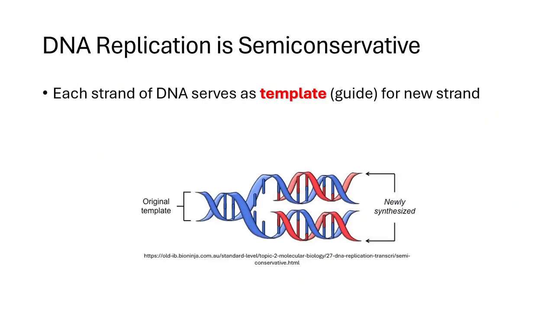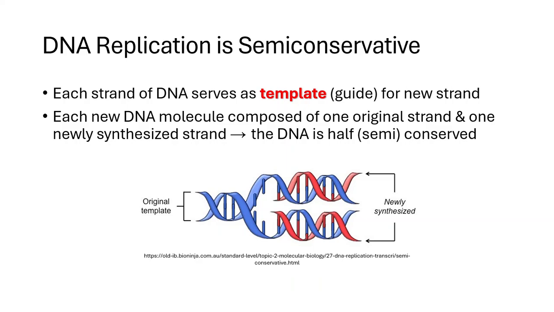DNA replication as a process is called semi-conservative because what happens is the original DNA molecule separates into the two complementary strands, and each strand of DNA is going to serve as a template or a guide to produce the new strand. So once you're done with this, at the end of the process, you have two DNA molecules formed, each of which has one original strand from the original molecule, which here is represented in blue on this diagram, and then one newly synthesized strand here represented in red. So the DNA is half or semi-conserved.